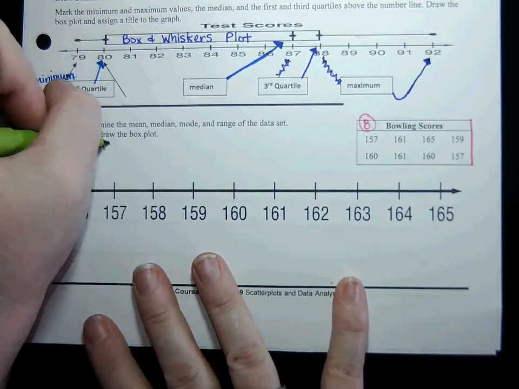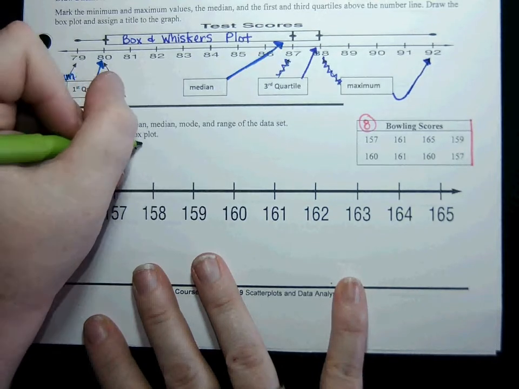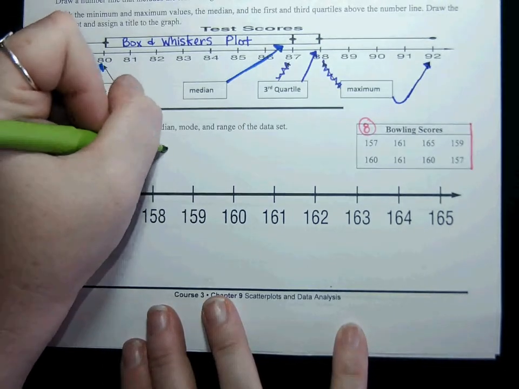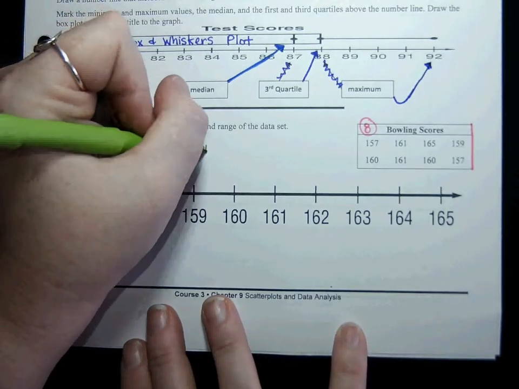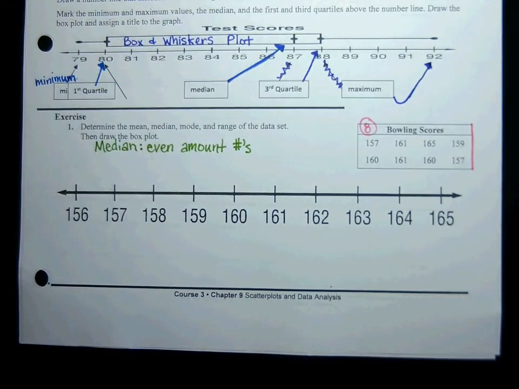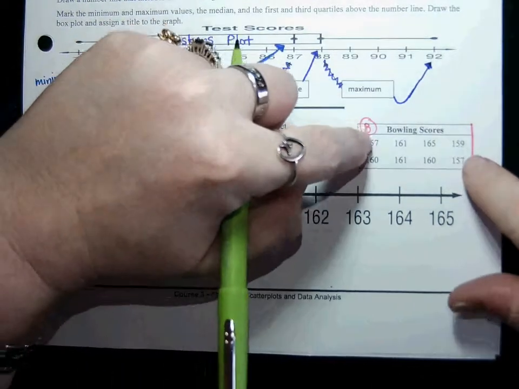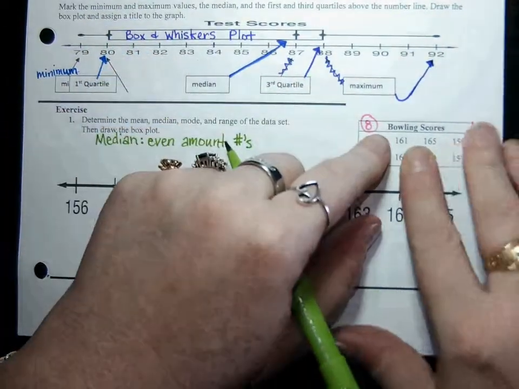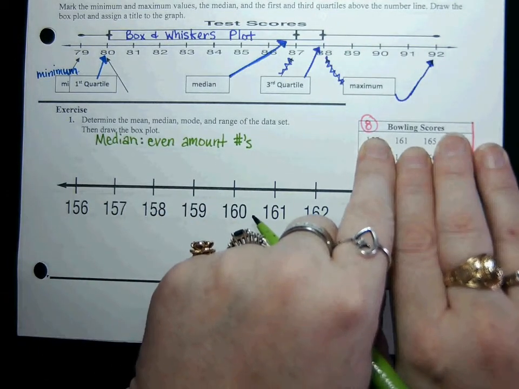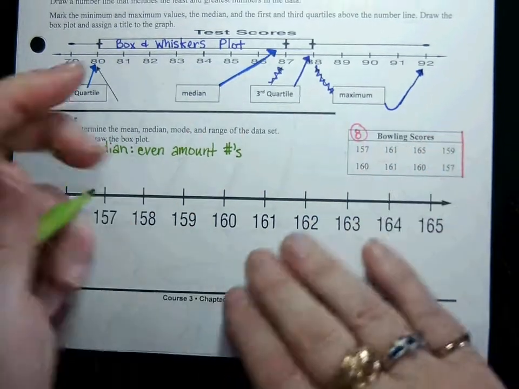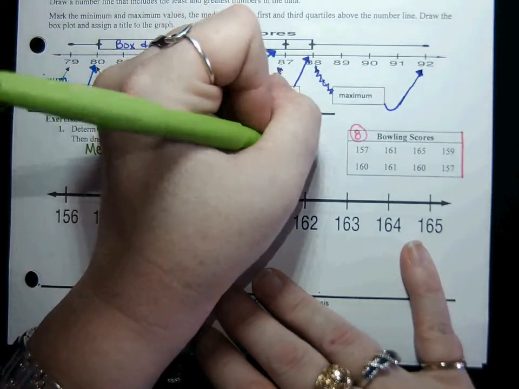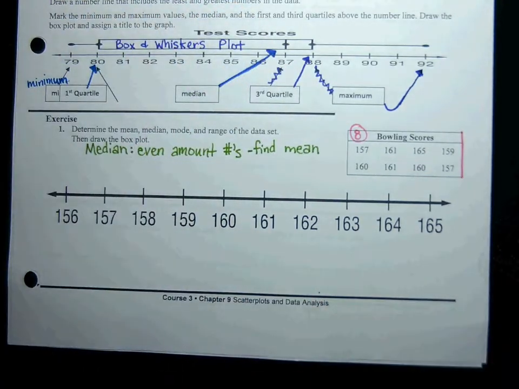Something happens with your median whenever you have even and odd numbers. On your median, your middle number, if you have an even amount of numbers, then once you mark them off, if I was sitting here marking off these numbers, I would be left splitting 2 numbers. So I have to add up my 2 numbers and divide by the 2. I have to find the average of those 2 numbers. And so you have to find the mean of the 2 middle numbers.